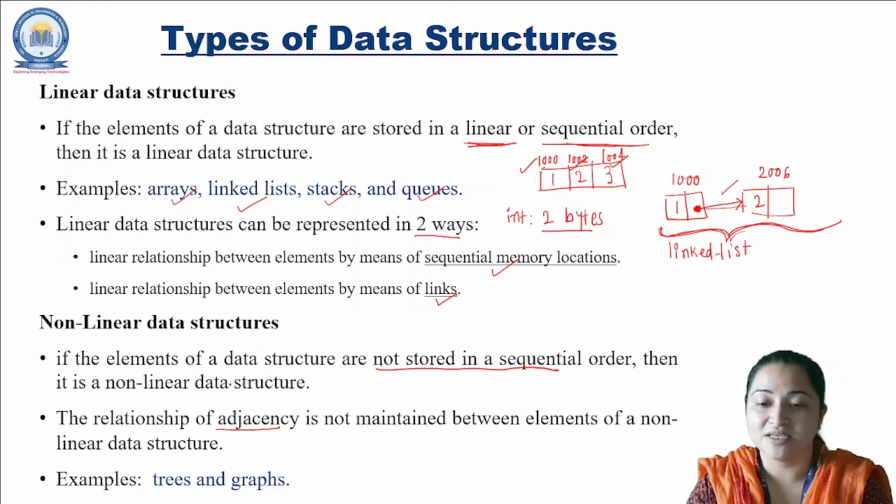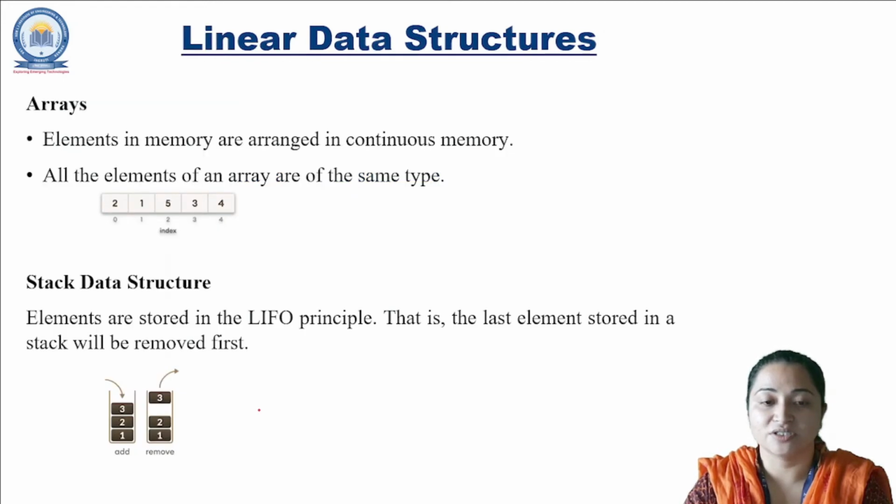What do you mean by adjacency? For example, if we want to find adjacent elements of 2, then adjacent elements of 2 are 1, which is known as its predecessor, and 3, which is known as its successor. In this example, the adjacent node of 2 is 1, which is its predecessor. But this type of adjacency relationship is not maintained in nonlinear data structure. Examples of nonlinear data structures are trees and graph. So let us see all these data structures in little detail.